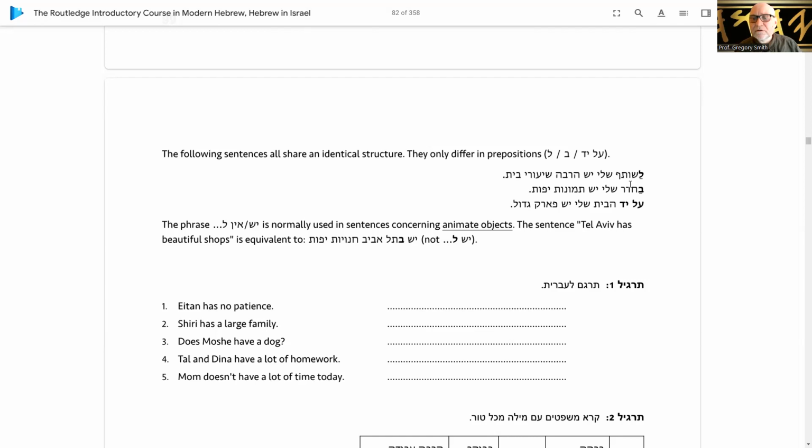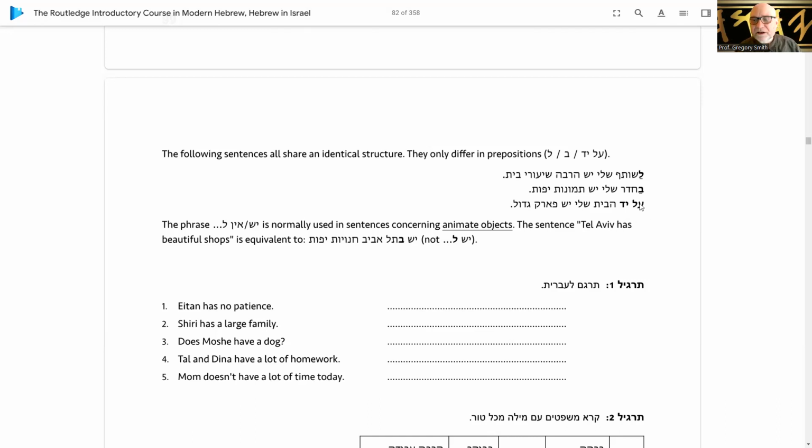Okay, so this one would be like, in the room, shali, belonging to me, yesh, there is, tmunot has to do with pictures. These are pictures. Yafot, it comes from yafa, which means pretty or beautiful. So these are beautiful pictures.